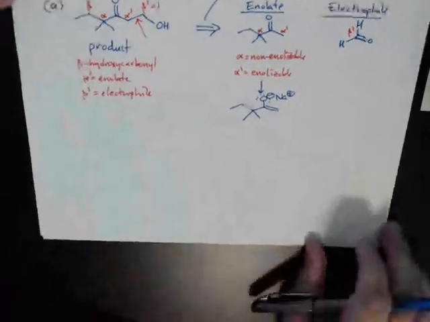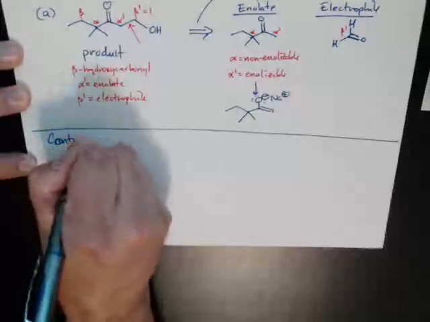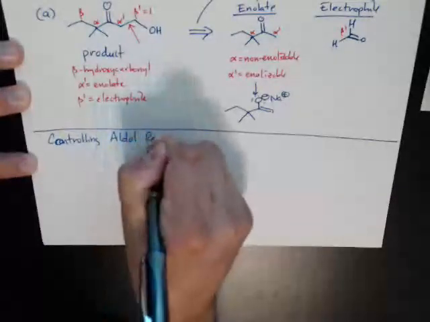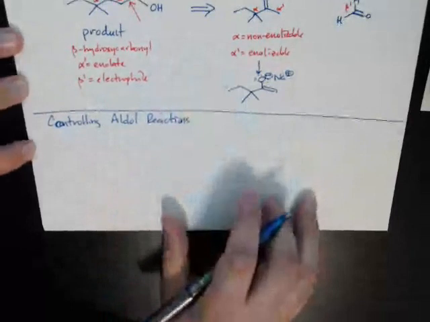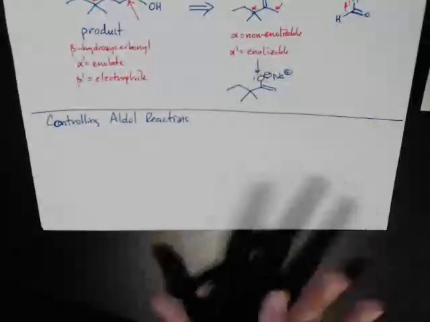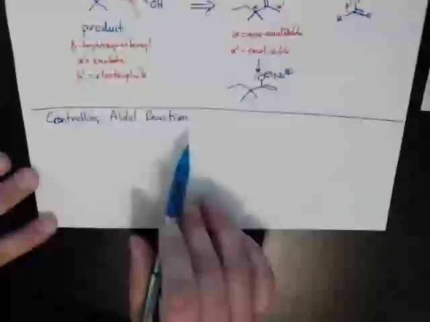So maybe what I'll do on the second half of this sheet here, so how do we control aldol reactions? Again, when you run a reaction, you don't want to produce 12 different things because that's a mixture and it's very hard to separate those things out. So how do you control an aldol reaction?